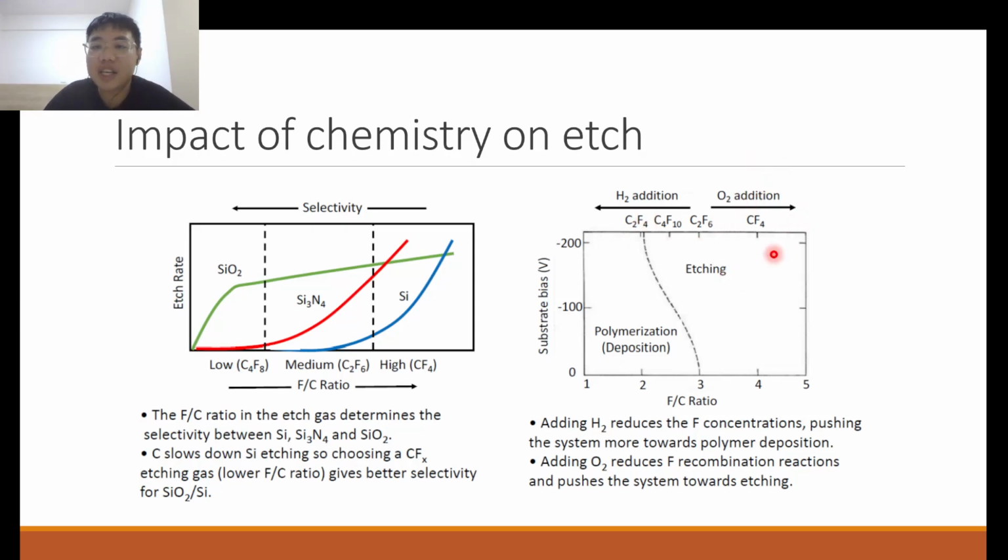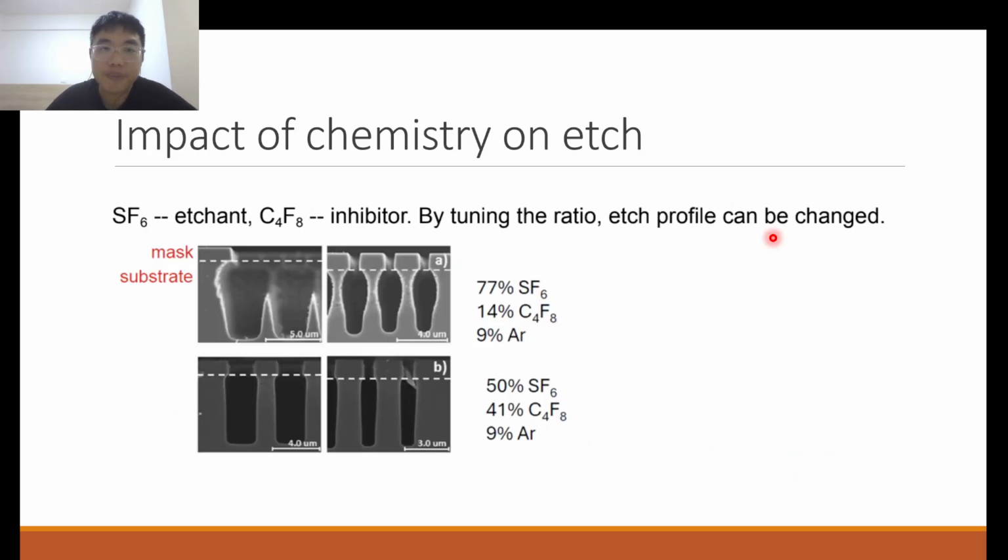However, if you add oxygen gas, it discourages your polymer deposition and encourages your reactive fluorine radicals to be produced. So more reactive fluorine radicals will be produced, etching will be faster, but will be less anisotropic. Okay, so this is an important aspect to consider in your etching chemistry.